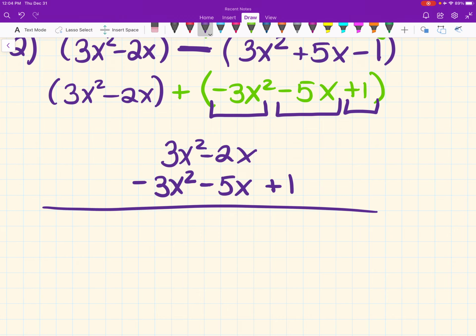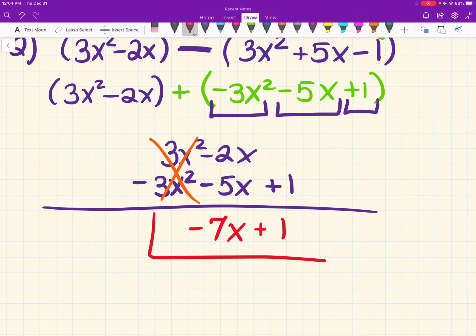Now be careful. Don't let this trick you. If I have 3x squares and I take away 3x squares, I have no x squares left. I don't need to write that. They're gone. We don't need that. It's kind of like when we were doing elimination back in the first semester. Okay, it's gone. Now -2 and -5 is -7, and we just keep our x. And that +1 didn't have anything to add to it, so that's our final answer.